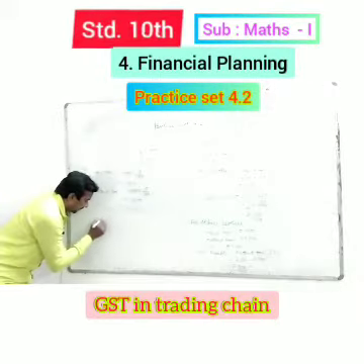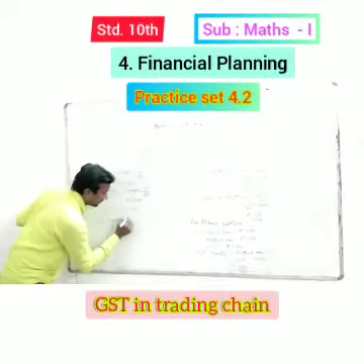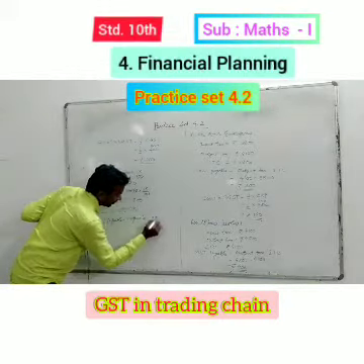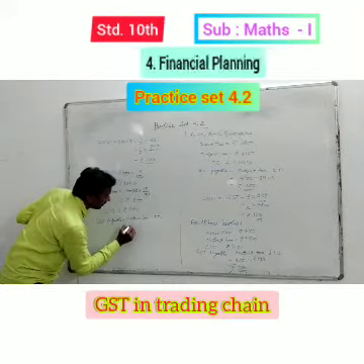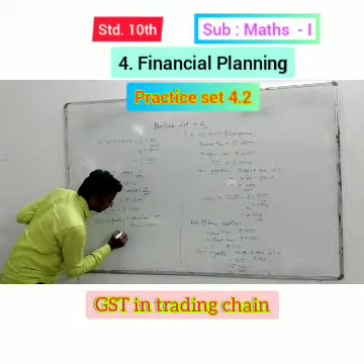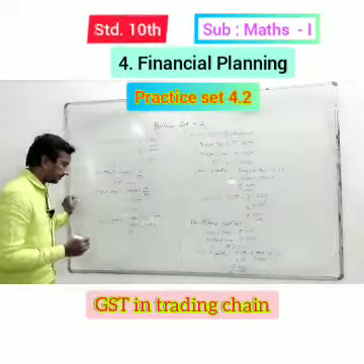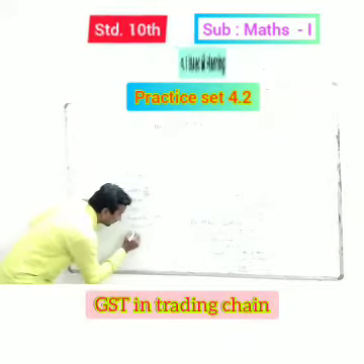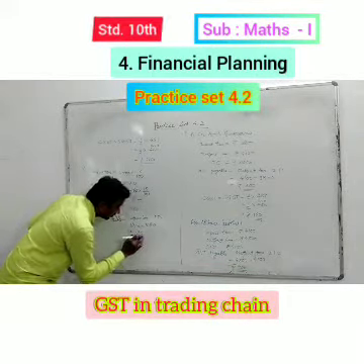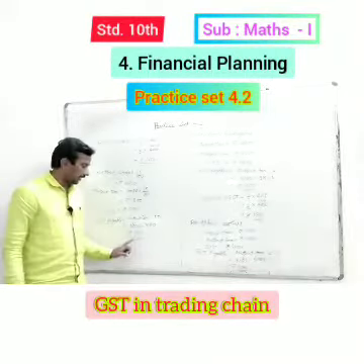Now find GST payable. GST payable is output tax minus input tax credit. Output tax is 1800 minus input tax credit is 1080. Subtract, means rupees 720. GST payable is rupees 720.